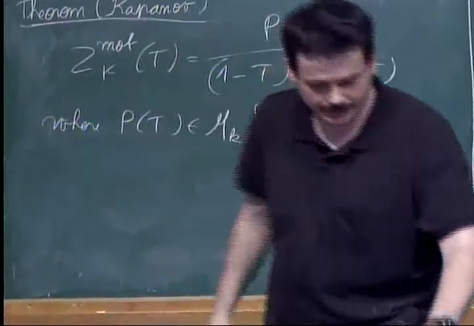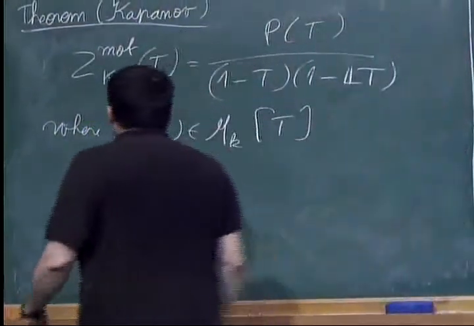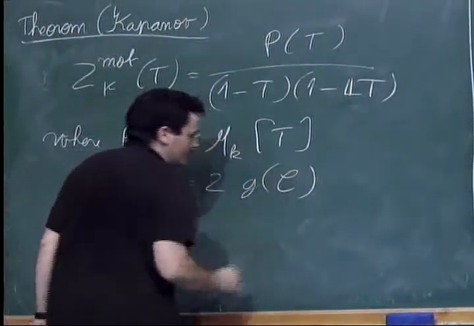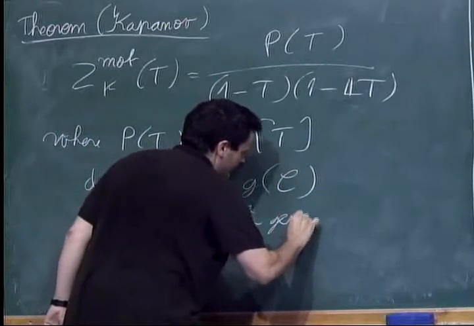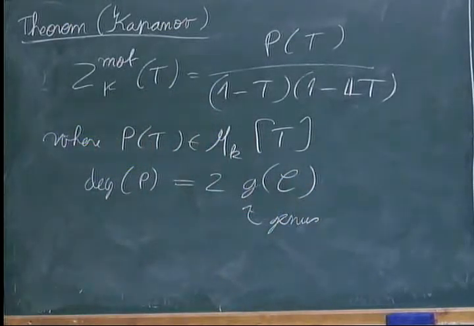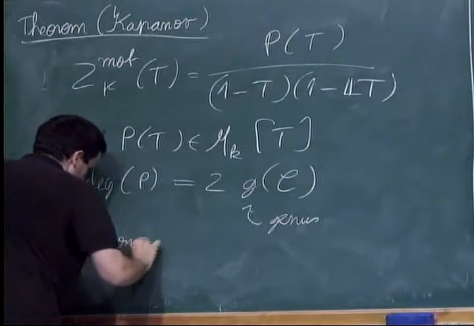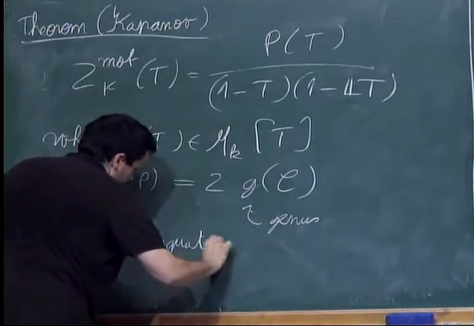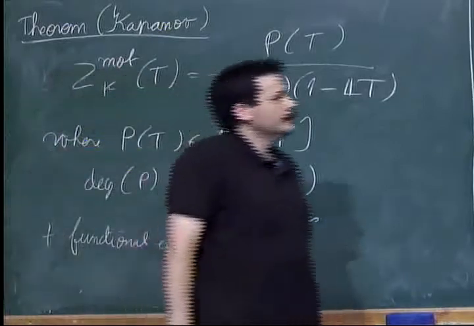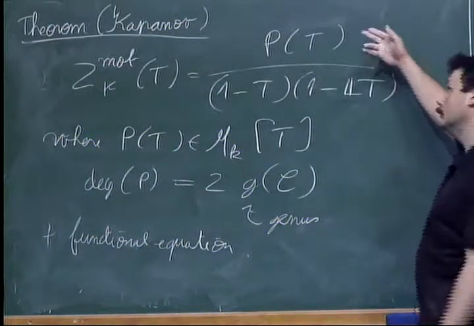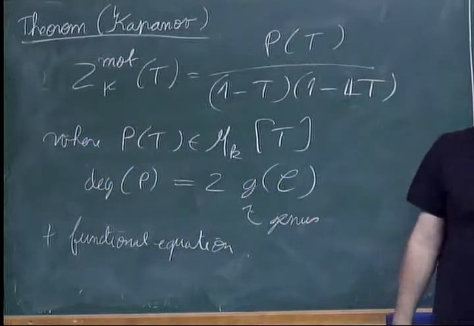The degree of P is twice the genus of the curve C. And moreover, it satisfies some kind of functional equation. So everything which can be hoped for this function is true. And for P1, you get that P of t is equal to 1.